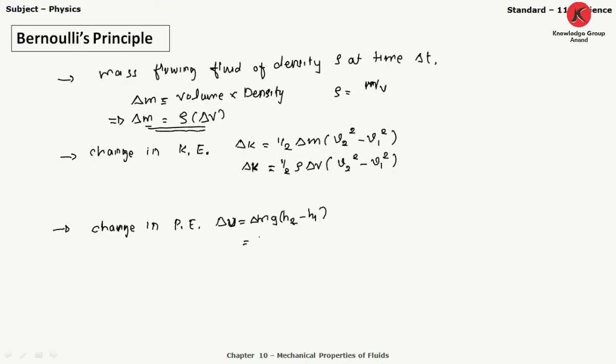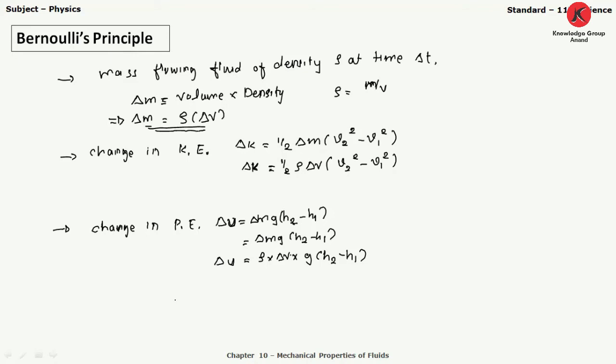If we simplify this, we have delta m into g into (h2 minus h1). Now here delta m is equal to rho into delta V, so delta U equals rho into delta V into g (h2 minus h1). So this is the change in potential energy, delta U.